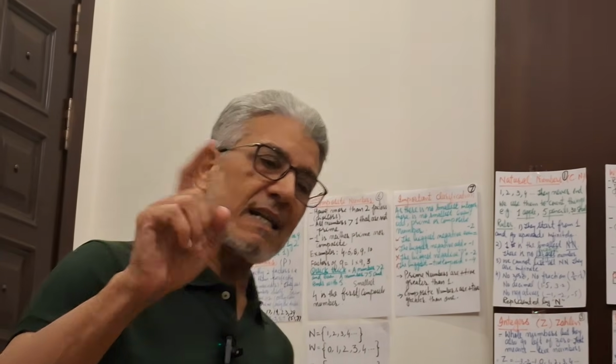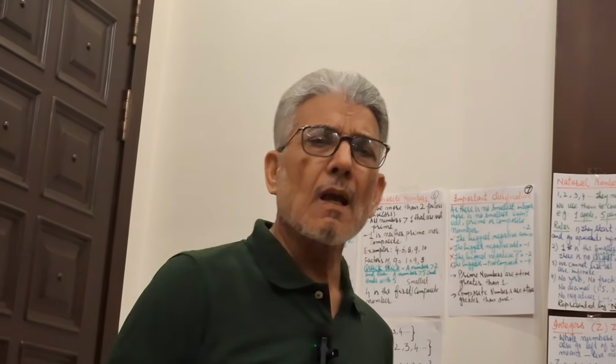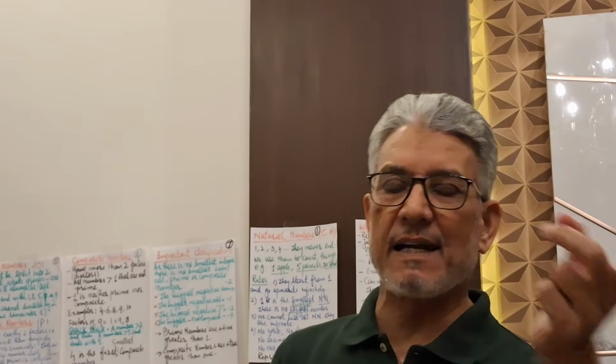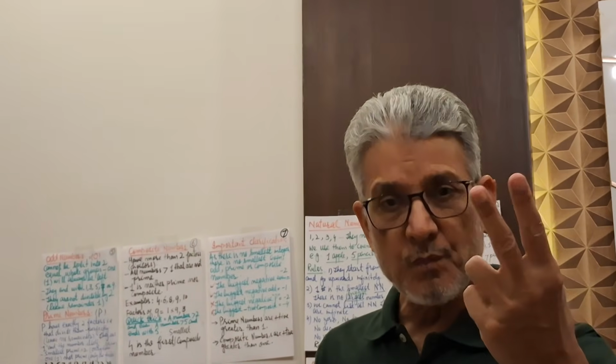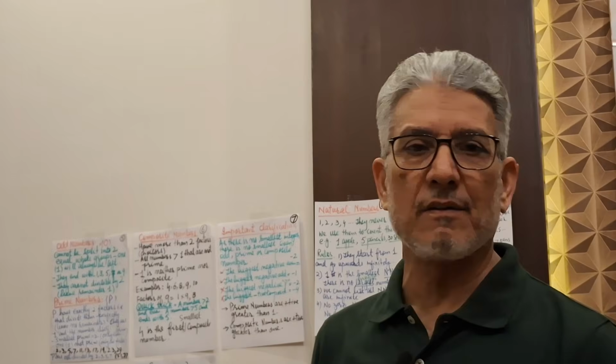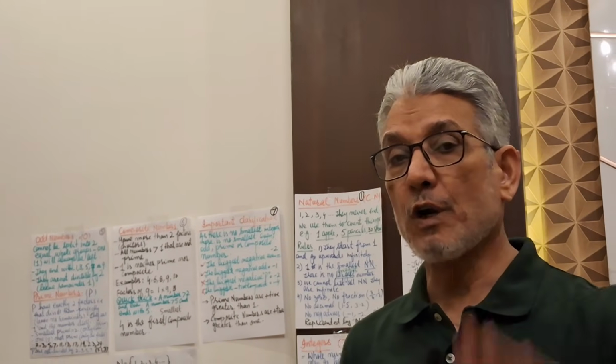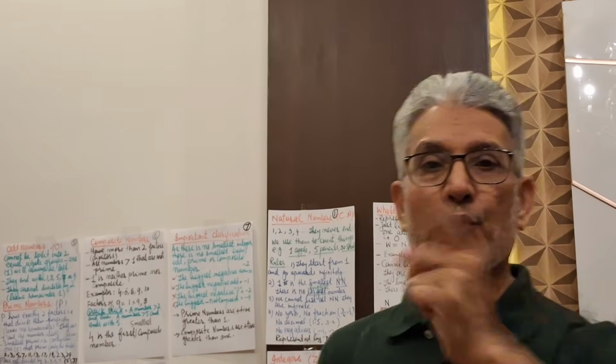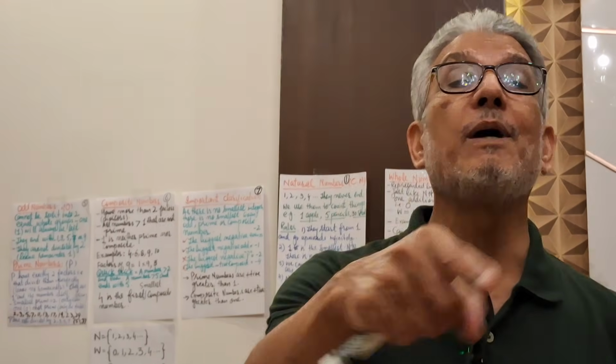Similarly, what are composite numbers? Composite numbers are those numbers which have more than 2 factors. Now, 1 has only 1 factor. 2 has 2 factors, 1 and 2 itself. 3 has 2 factors, 1 and 3 itself. What about 4? 4 has 3 factors, more than 2 factors: 1, 4, and 4 can be divided by 2 also.